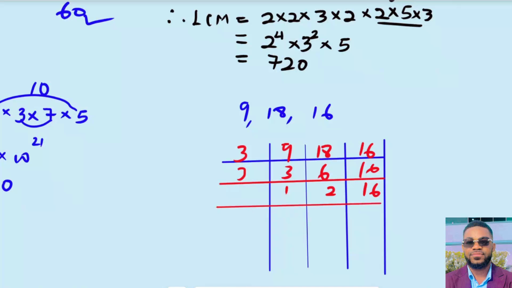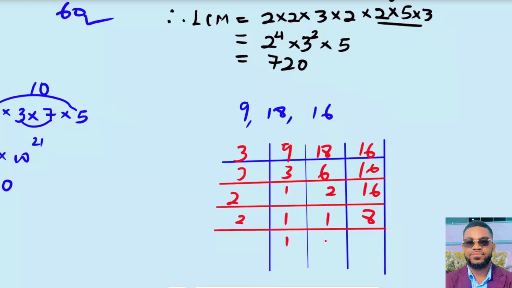So now we can break 2 and 16 down as well. So let me use 2. So we have 2 here. 2 goes into 1, that's not possible. Write the same 1. Goes into 2 one time. Goes into 16, that's going to be 8. You still have to break 8 down. So let me use 2 once again.